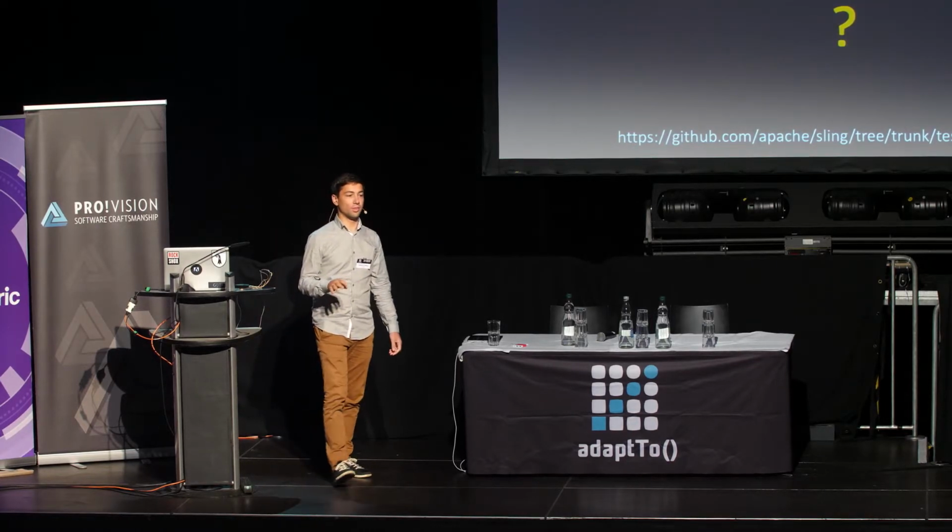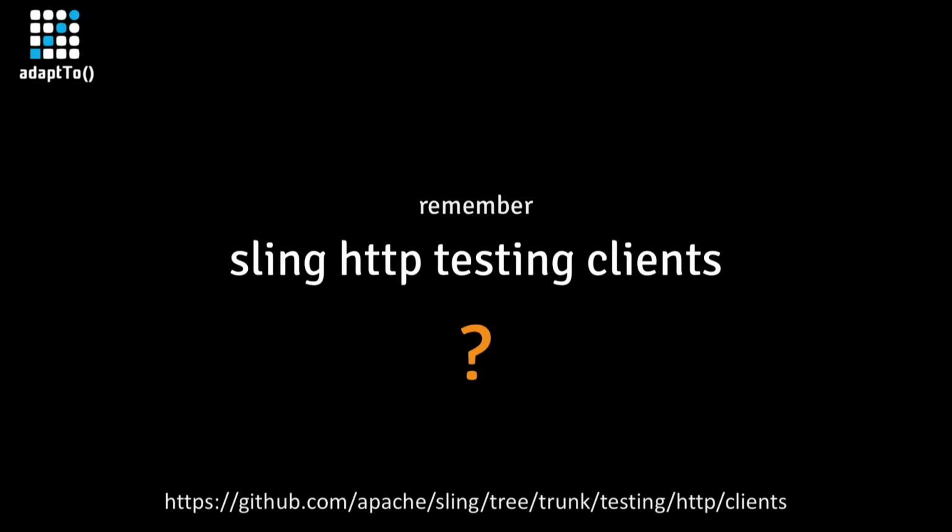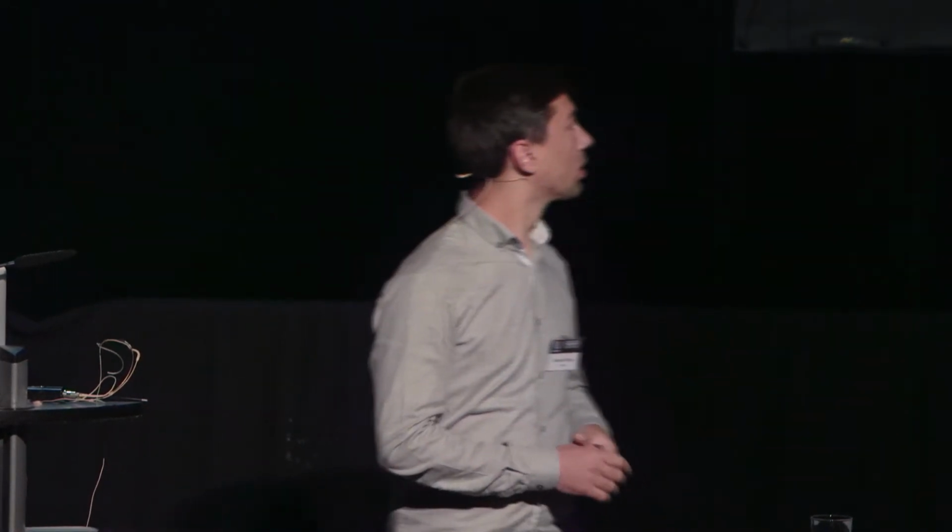If you remember from last year, I was here together with Andrei Dulvac, and we were talking about the Sling HTTP testing clients, which is a toolbox of utilities that help you create integration tests for Sling instances. That was already added in the Sling repository. It was open sourced. I hope you started to use it.